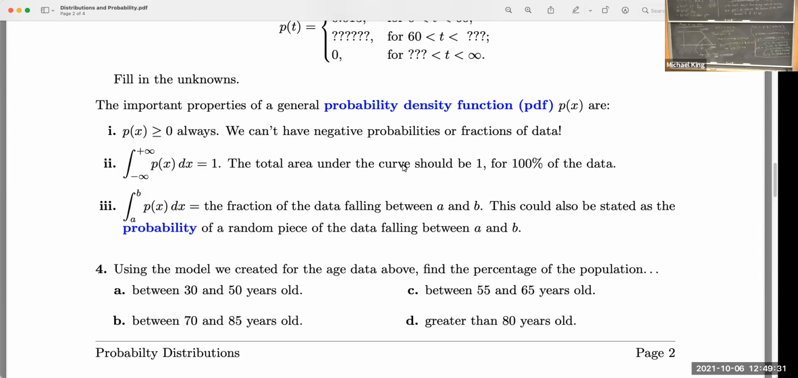But yeah, if you have a general PDF, P of x, think about what has to be true. It represents some probabilities, so some fractions of data. So it always has to be non-negative. I mean, probabilities are non-negative. Not sure what a negative probability would be. Probability of you getting an A in this class is negative 1,000,000. No. It's fun to say, but it's meaningless.